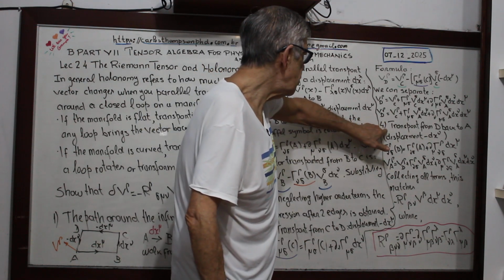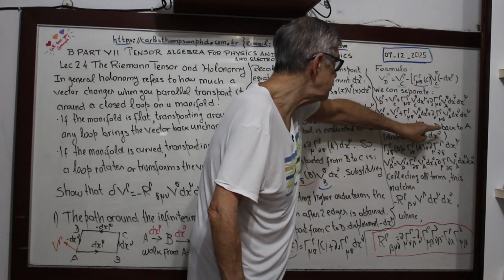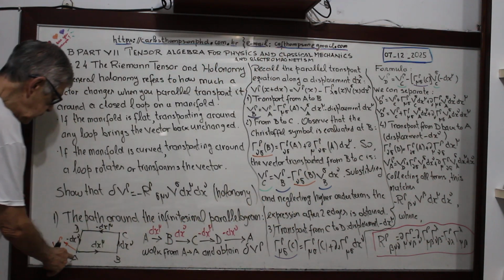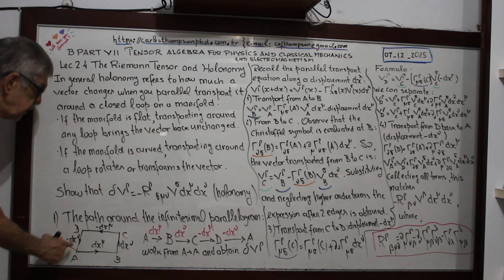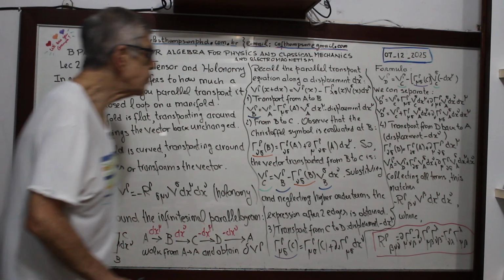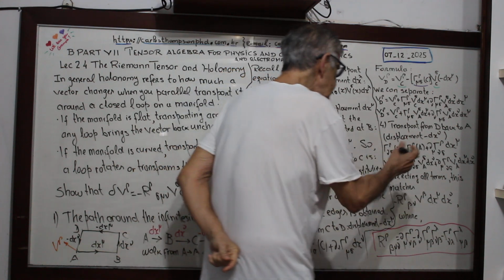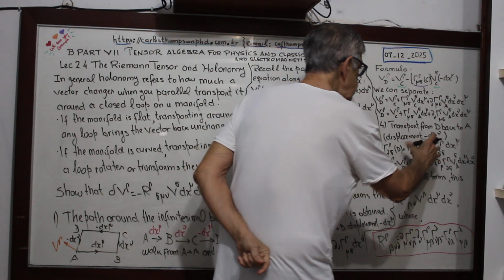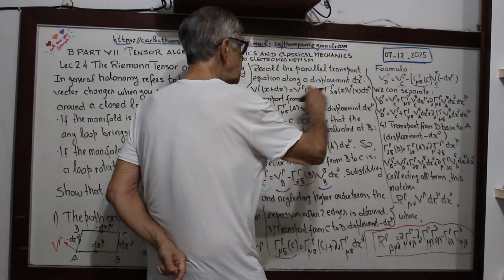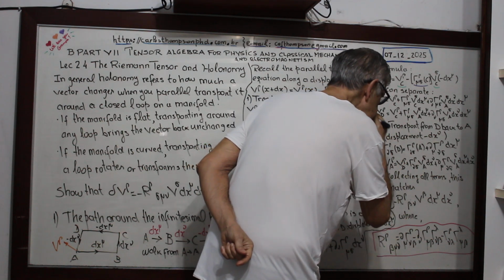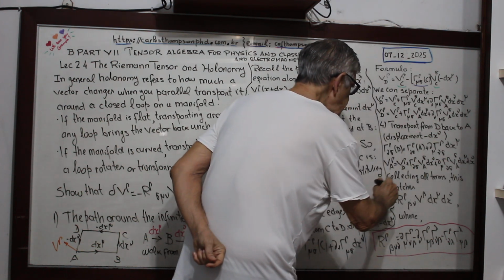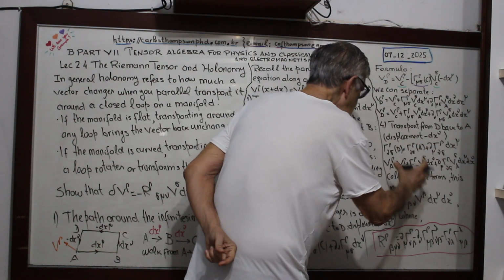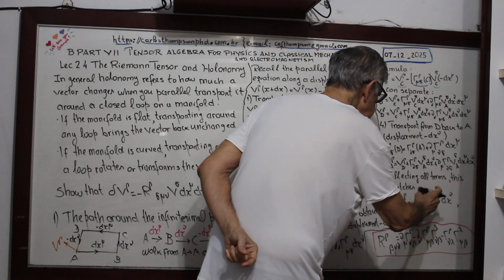Now, term 4, transport from D to A. You see here, D to A, the displacement is minus dx nu. Again, D to A, I use the general relation over here. Now if I substitute, I collect all the terms.